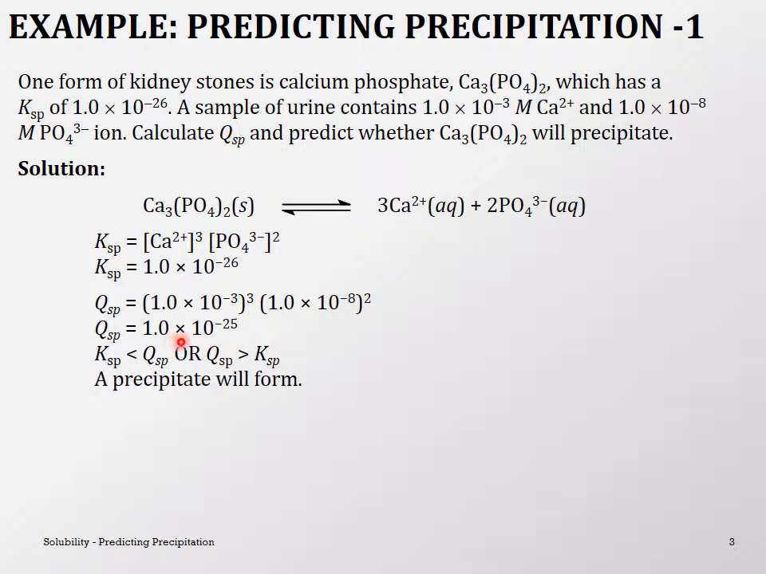So KSP is less than QSP, or you can say QSP is more than KSP. So if QSP is more than KSP, then you will form precipitate, because KSP is 10 to the negative 26 and QSP is 10 to the negative 25. So 26 is smaller than 25, which means you have a lot of ions over here.